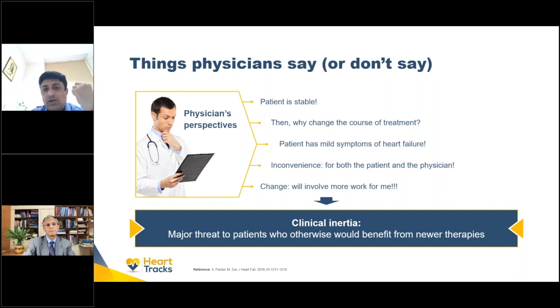And it is always in the mind that if I change the medication, it may increase the cost of therapy, it may have side effects, it will involve more follow-up, and it will increase my work also. So these are some important points which are there in the mind of the physicians.